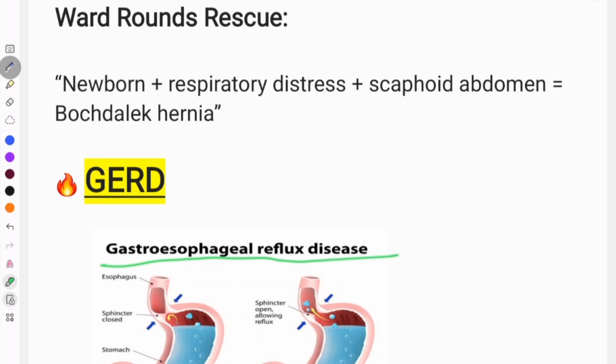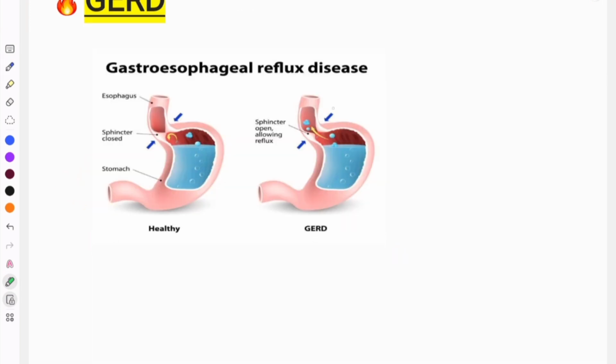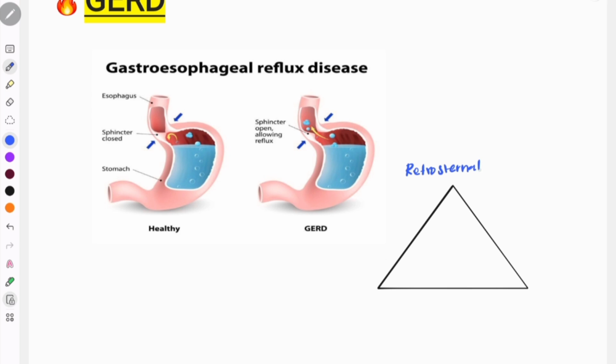Next, gastroesophageal reflux disease. It is mainly due to the lower esophageal sphincter remaining open, so the acid reflux goes upward. Remember the triad: retrosternal heartburn and epigastric pain associated with food regurgitation.